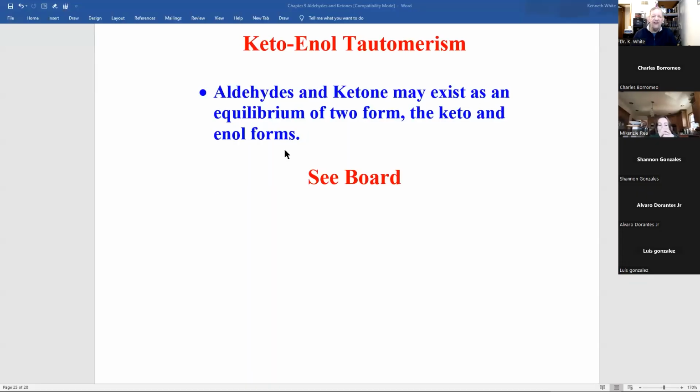So let's talk about enol keto tautomerism. Let me make sure you can see this. You can. Now, what is this? An enol keto tautomerism. A tautomerism is where you move electrons in one atom to make something else that's in equilibrium with each other. And see board, I'll write it right here, and you don't have to write this down.